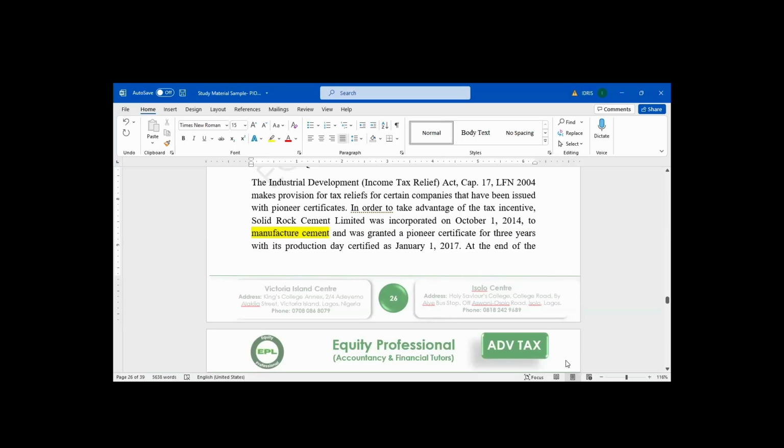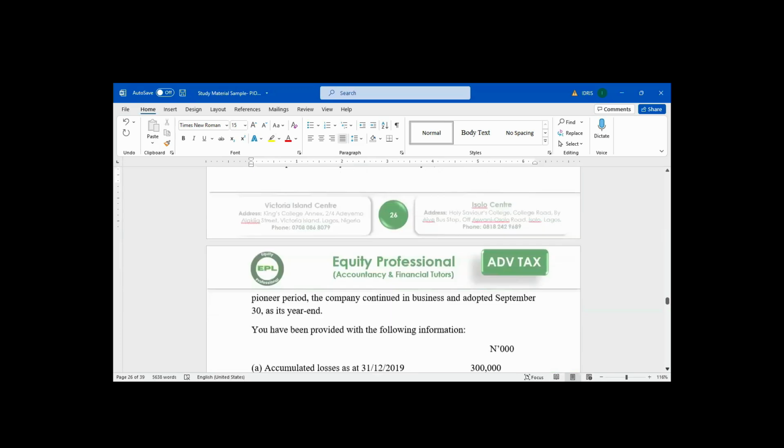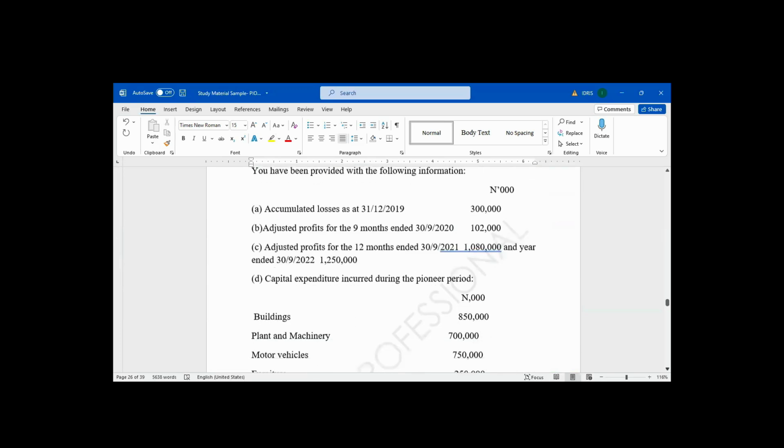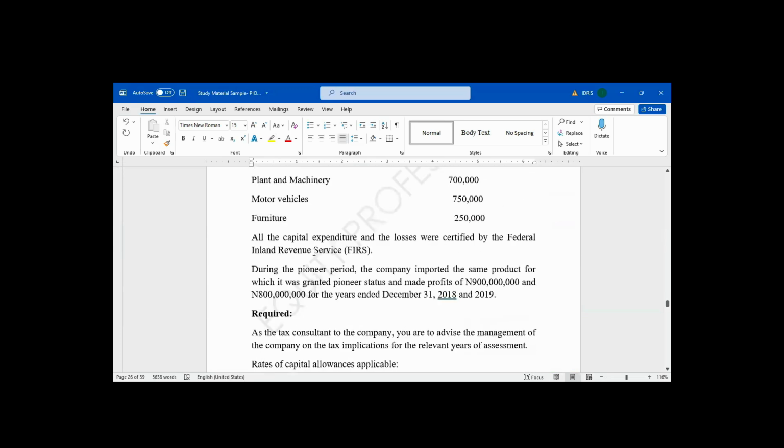However, if we read further in this question, we were told that during the pioneer period, the company imported the same product, which is the cement. Importation of cement, is it a pioneer product? No. It's a non-pioneer product.